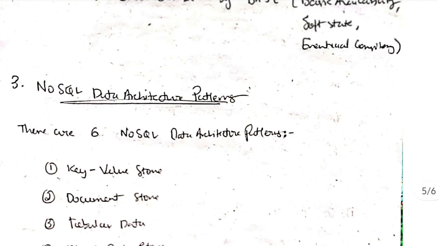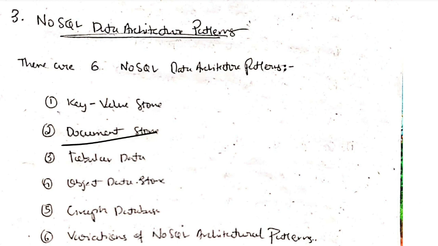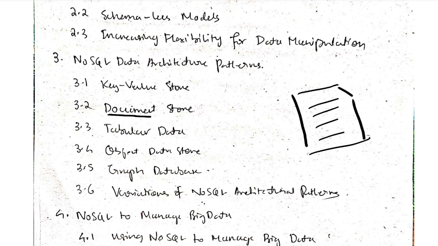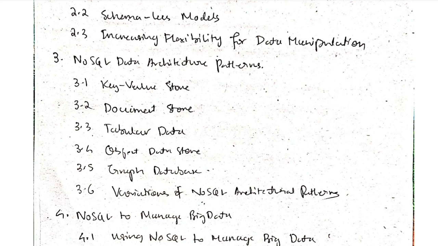Let's move to the next one, which is the document store. After that we have a few more concepts which we'll be discussing. So what do you understand by the term document? Document means it can be any of the things like file documents, business reports, folders, or some metadata. Okay, all of these consist of documents.